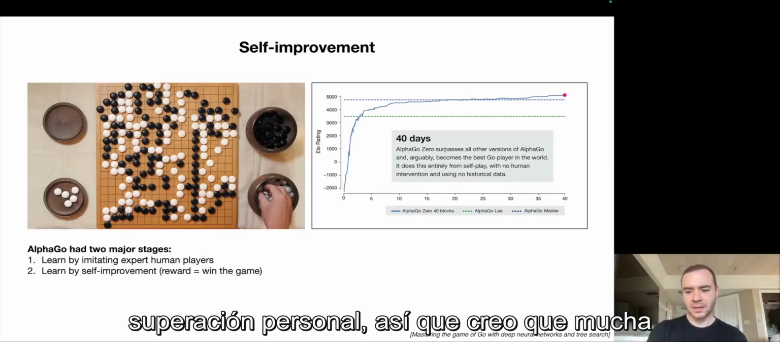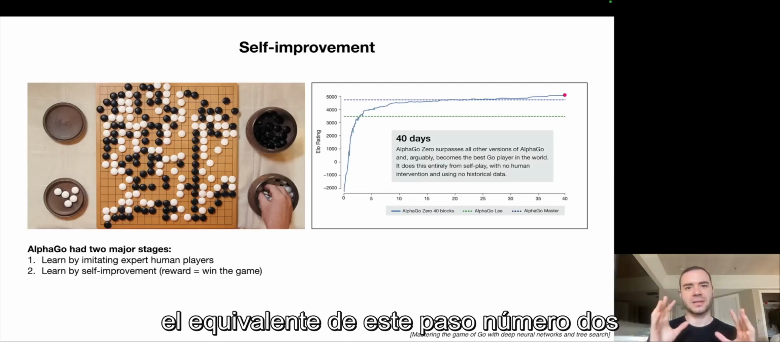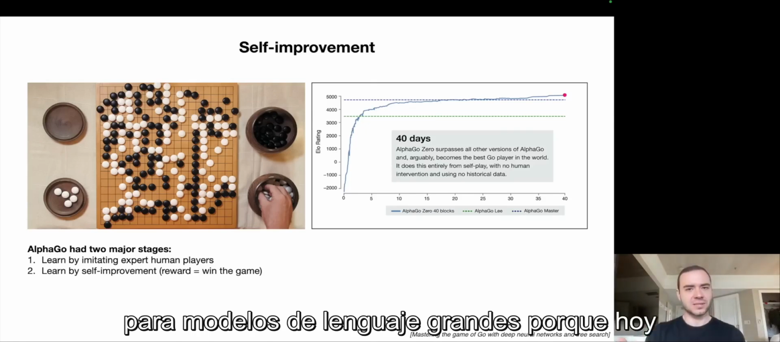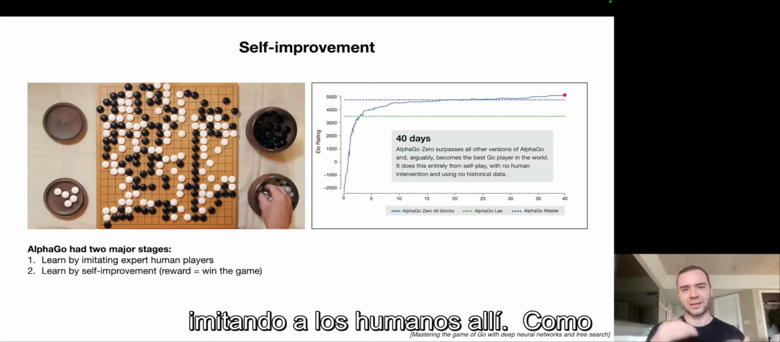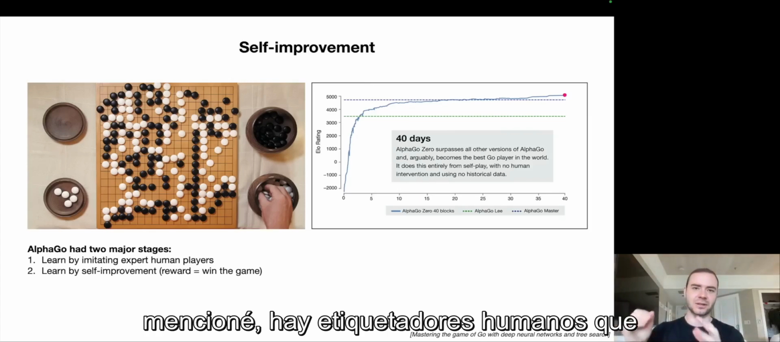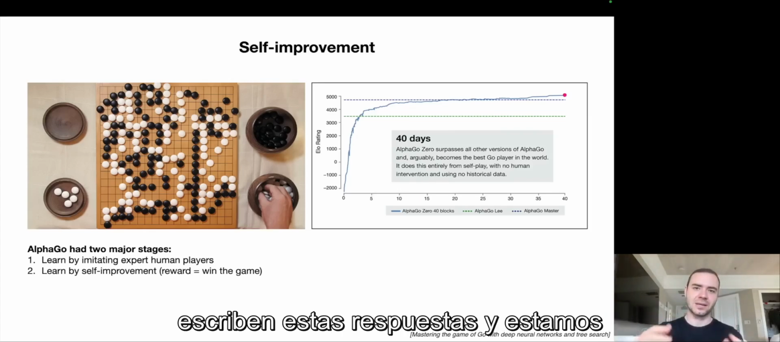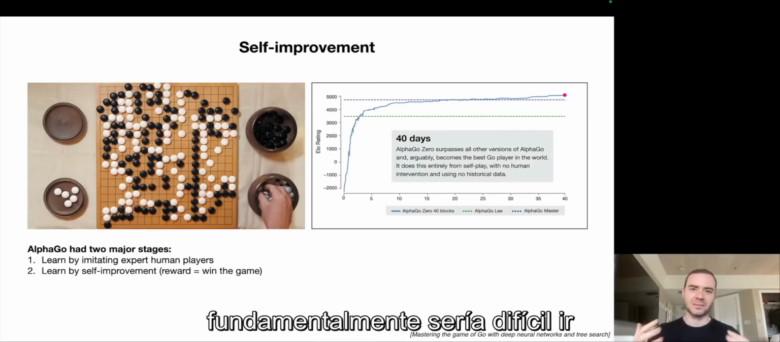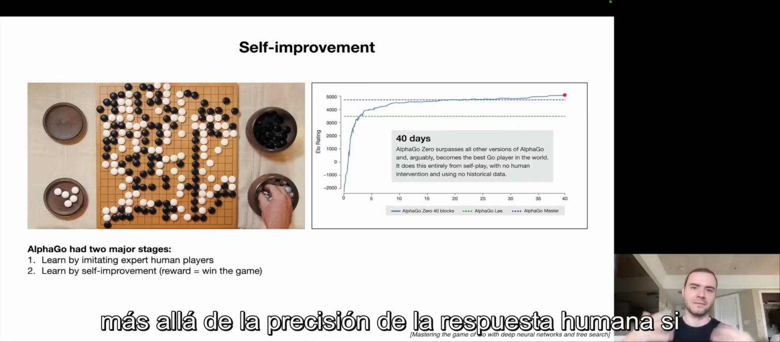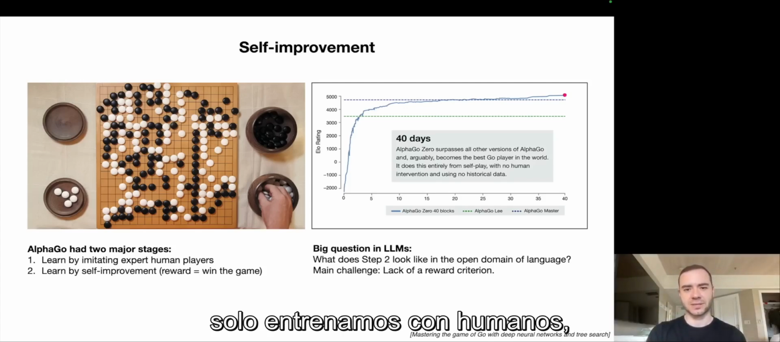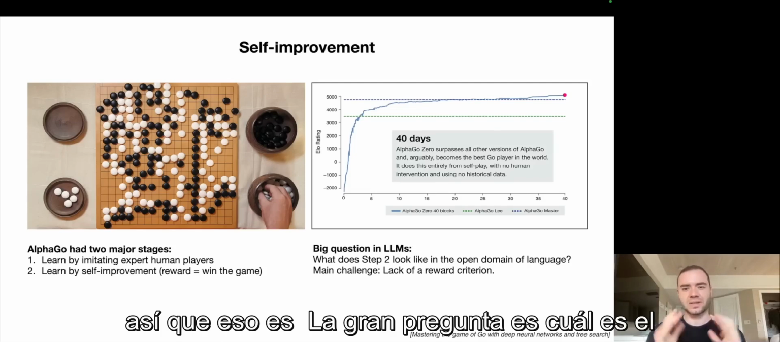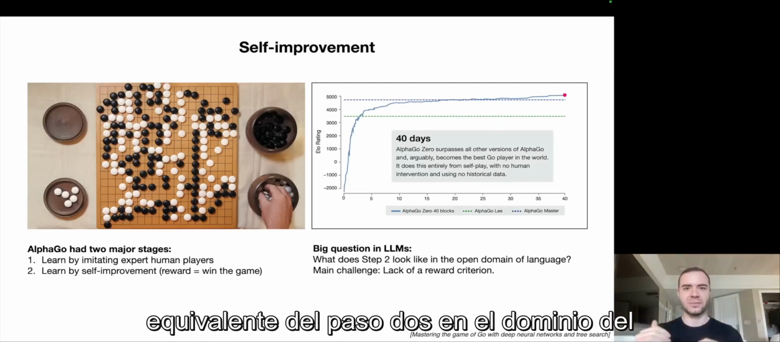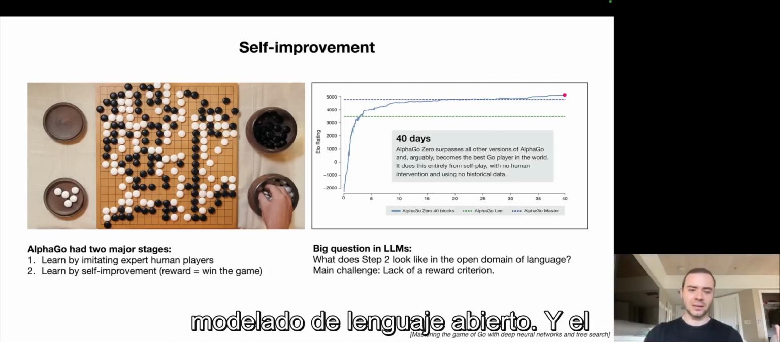So I think a lot of people are interested in what is the equivalent of this step number 2 for large language models, because today we're only doing step 1. We are imitating humans. As I mentioned, there are human labelers writing out these answers, and we're imitating their responses. And we can have very good human labelers, but fundamentally, it would be hard to go above human response accuracy if we only train on the humans. So that's the big question. What is the step 2 equivalent in the domain of open language modeling?